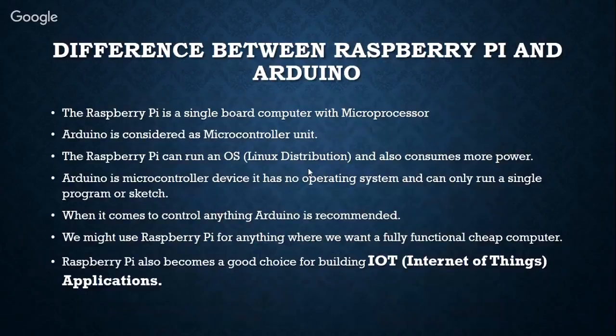Now, we'll not discuss the difference between Raspberry Pi and Arduino. You can just Google what exactly the difference is. I just want to say one thing only, that this is a mini computer and that is a microcontroller. Raspberry Pi can run on an open platform, that is Linux. I told you that Linux is an open platform. It's a distribution where you can get different flavors. So here is a Raspberry Pi in which we are using that.